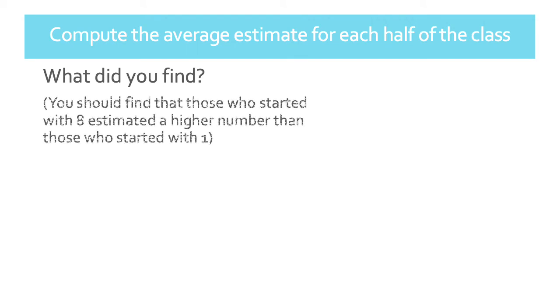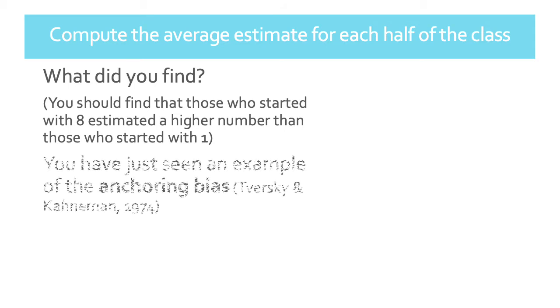Well, you should have found that those who started with 8 estimated a higher number than those who started with 1, because the number 8 acted as an anchor and made you not adjust sufficiently for the fact that the rest of the numbers were decreasing, and the number 1 acted as an anchor and ensured that you didn't adjust sufficiently for the rest of the numbers which were actually increasing. And this is an example of the anchoring bias.